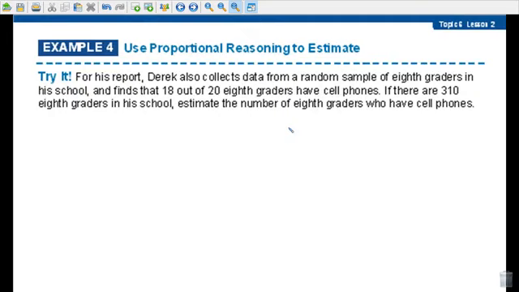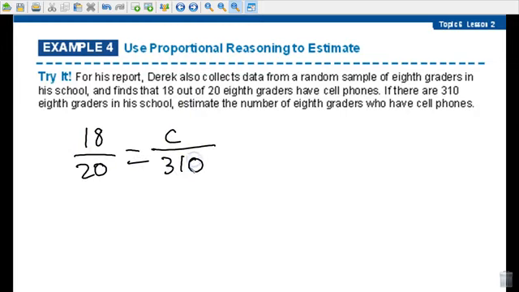For his report, Derek also collects data from a random sample of 8th graders in his school, and finds that 18 out of 20 8th graders have cell phones. If there are 310 8th graders in his school, estimate. So we get 18 out of 20, right? That is our sample. So we put 18 over 20, and then we equal C over 310 because 310 is the total amount. All right, work it out.